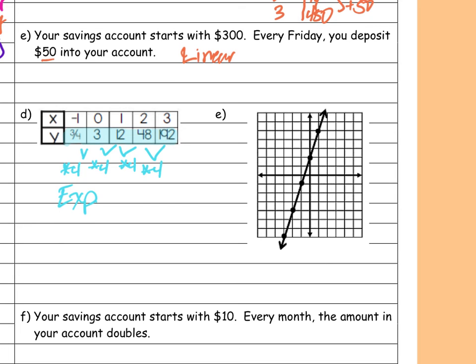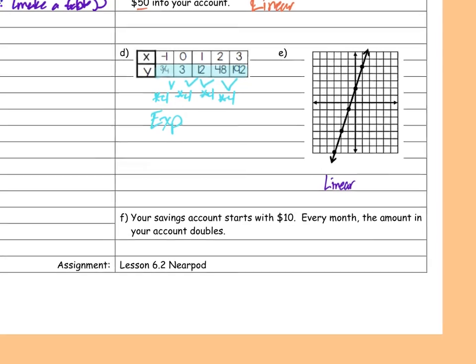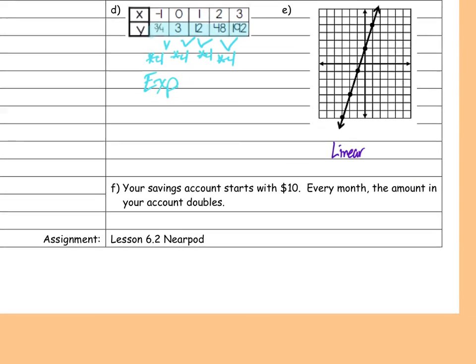Okay. So this is linear because it makes a line. Linear. Because it makes a line. So it's linear. It's a straight line. Okay. And now let's do the last one. Ooh, this is so cold. Okay.